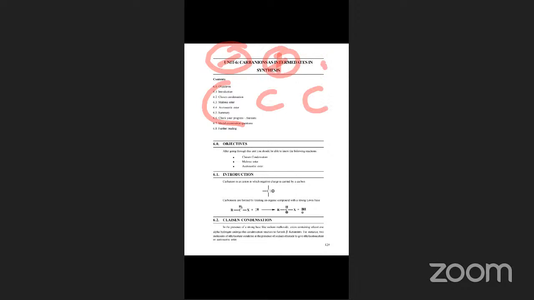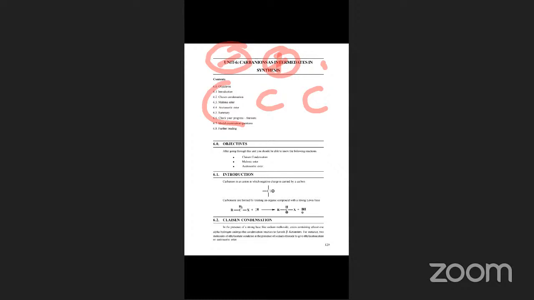Yesterday I was saying, what is C minus? Carbanion. C plus is carbocation. C dot is carbon free radical. So in reactions, in synthesis, the reactive intermediates are formed.